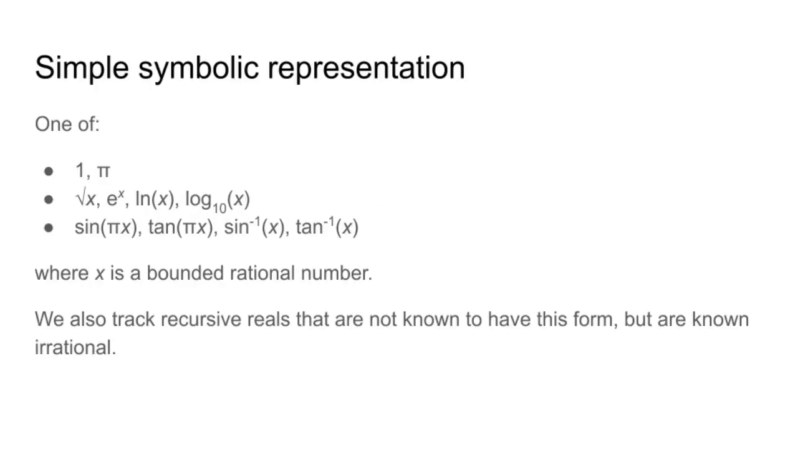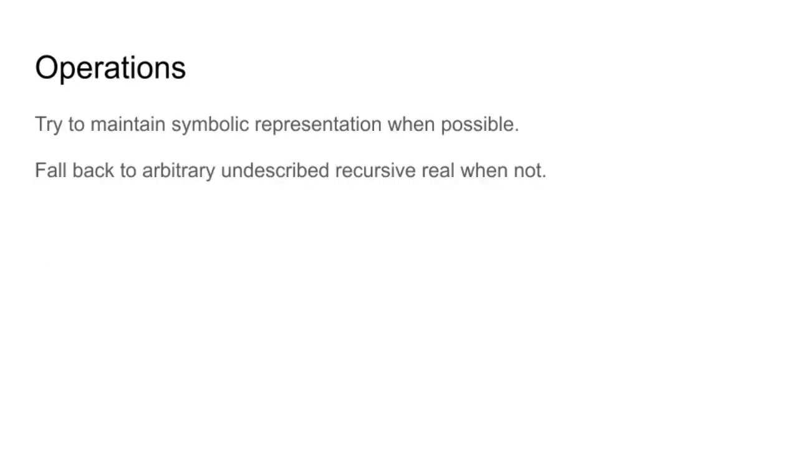The symbolic representation is either one of two constants, 1 or pi, or it's a simple application of one of a finite set of functions to a bounded rational argument. In addition, it turns out it's sometimes convenient to, rather than using one of those symbolic representations, just remember the fact that a number is irrational, and that generalizes things a little bit. We then implement our various arithmetic operations so that they maintain symbolic representations whenever they can, and fall back possibly to the representation as just a recursive real number in those cases in which they don't.